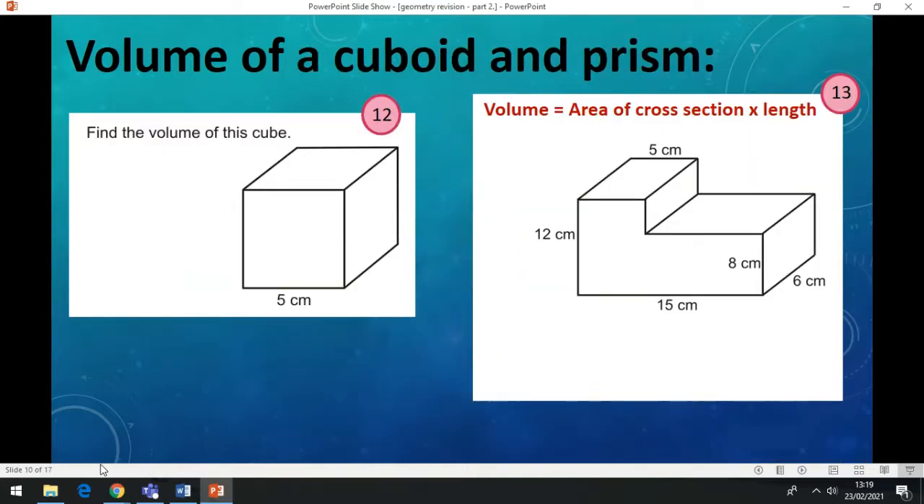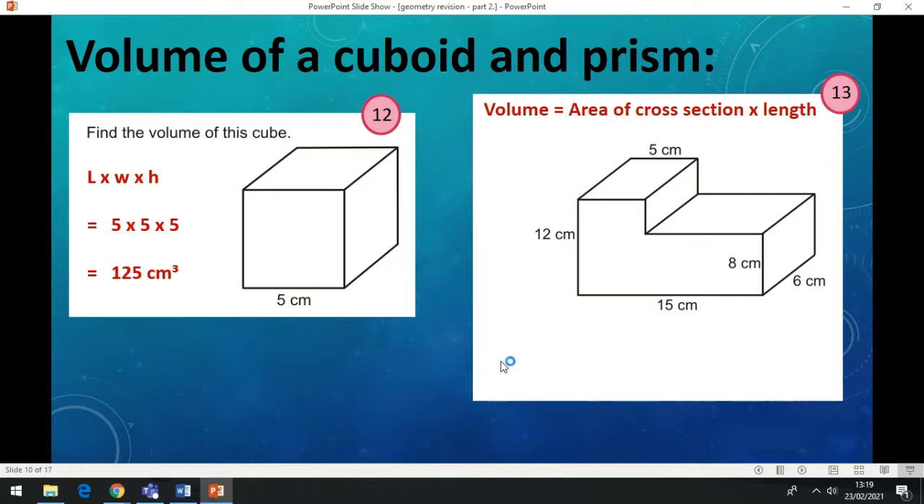Question 12, find the volume of this cube, pause the recording, have a go at that now. Length times width times height. Yeah, hopefully you can all do that one. 5 times 5 times 5 is 125 centimetre cubed. Remember, for volume, we use cubed, centimetre cubed.